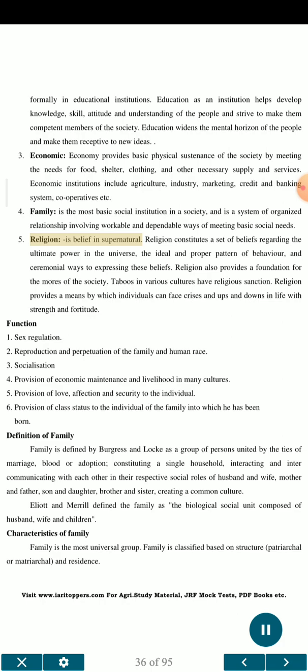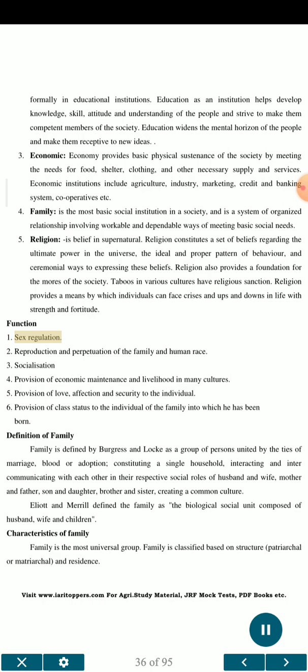5. Religion is belief in the supernatural. Religion constitutes a set of beliefs regarding the ultimate power in the universe, the ideal and proper pattern of behavior, and ceremonial ways of expressing these beliefs. Religion also provides a foundation for the mores of the society. Taboos in various cultures have religious sanction. Religion provides a means by which individuals can face crises and ups and downs in life with strength and fortitude.